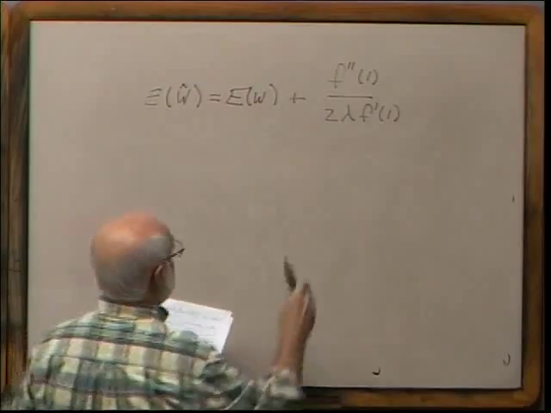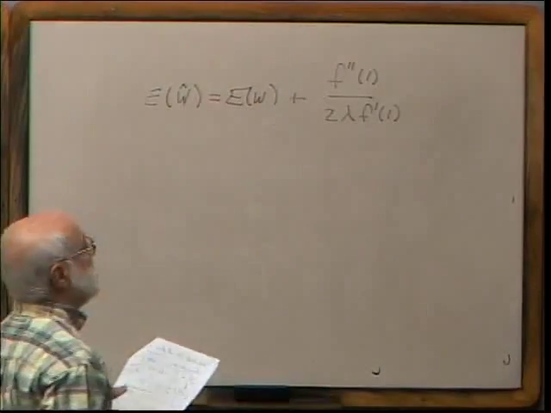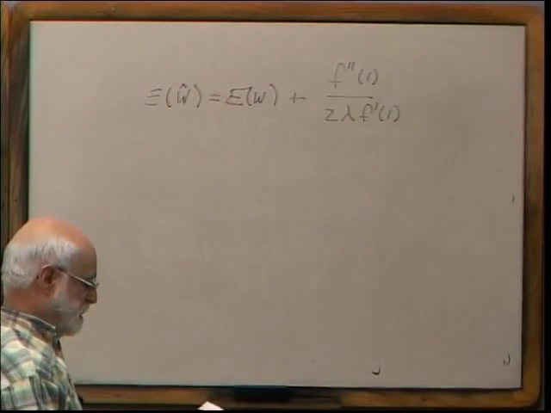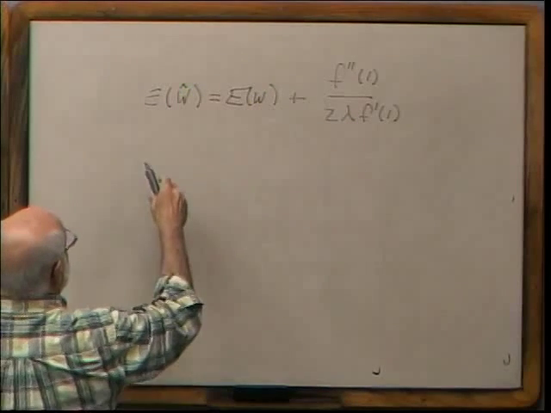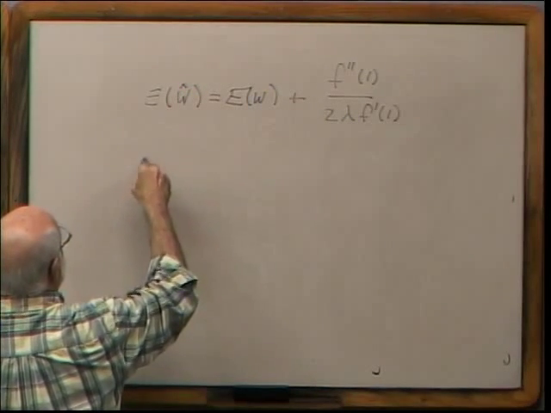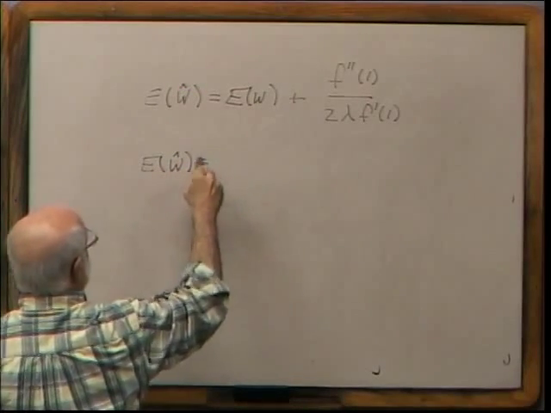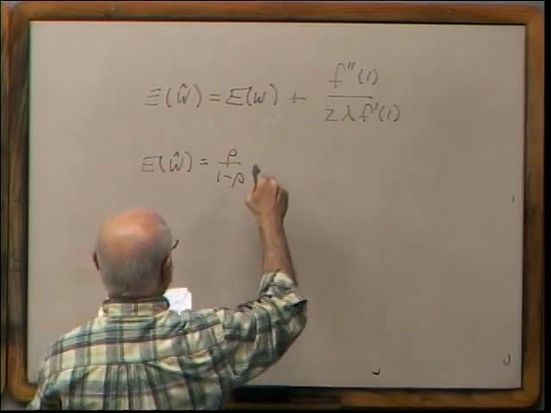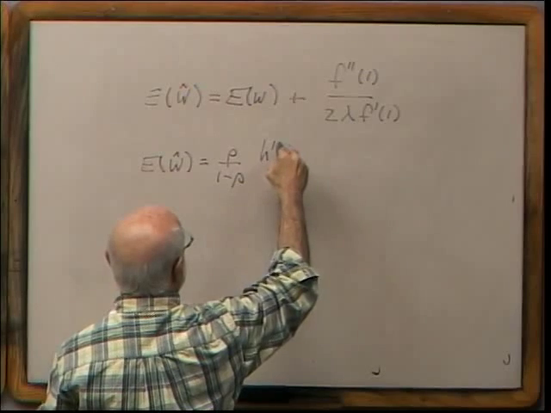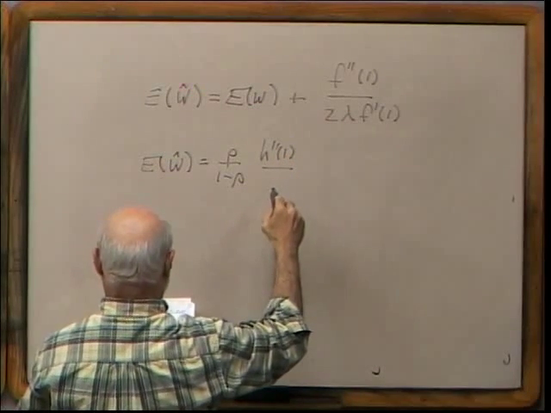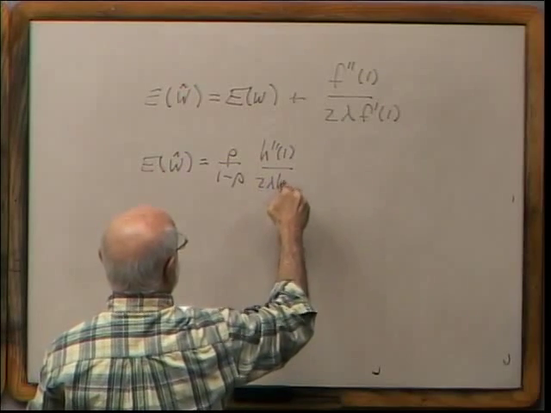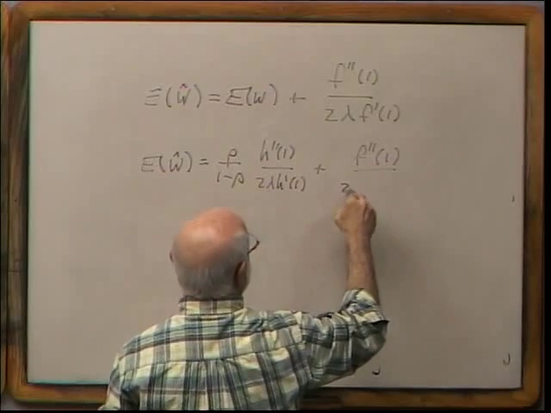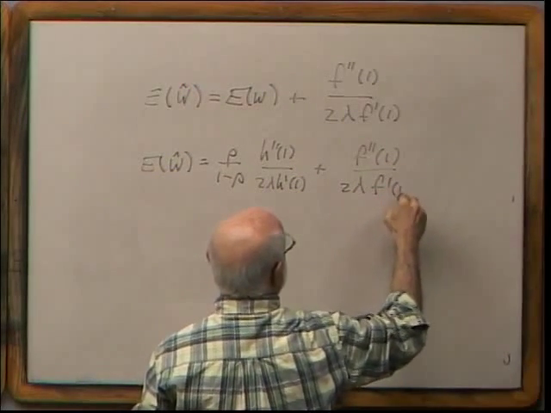And this thing right over here, this in fact is the average value of the forward recurrence time of an interrupted vacation. So another way I could write this is as follows. I could also write that the expected value of the waiting time in this model is given by rho over 1 minus rho, h double prime of 1 divided by 2 lambda h prime of 1, plus f double prime of 1 divided by 2 lambda f prime of 1.